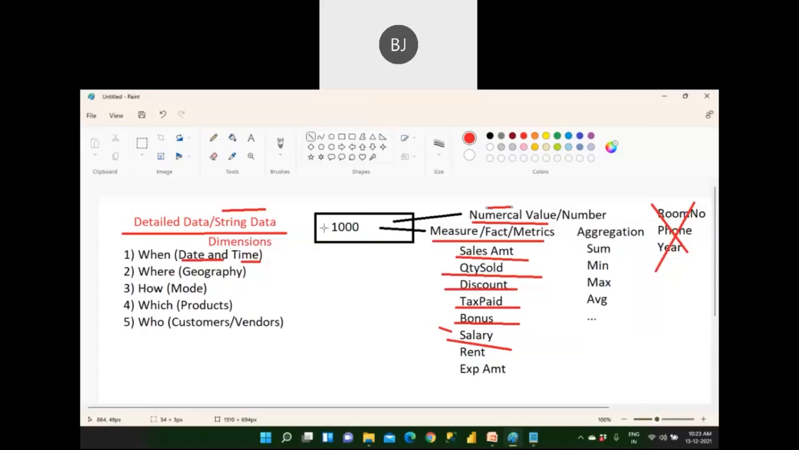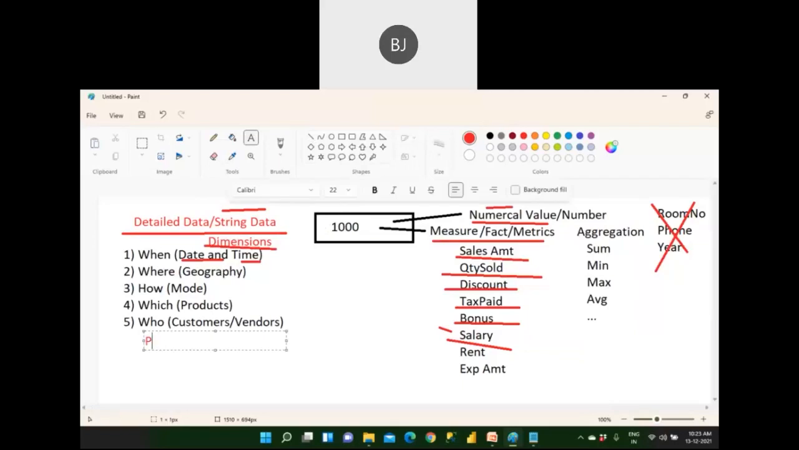Clear? Dimension tables will have primary keys, more and more primary keys, and the fact tables will have foreign keys. Remember that. Clear? So the primary keys are date and time key, geography key, product key, customer key, like that. You will have a lot of primary keys in the dimension tables, and all the keys, customer key, this key, that key, everything will become a foreign key in the opposite table.